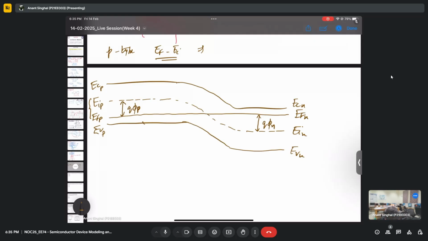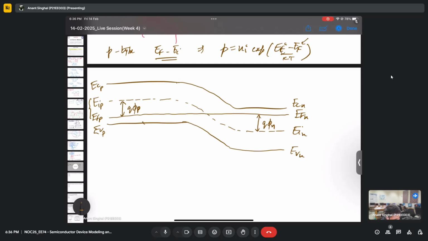Anyone? Come on, we did a lot of problems in the previous class. Okay, am I audible? Yes, yes, you're audible. Do you remember this formula? This we know, yeah. EI minus EF over KT.